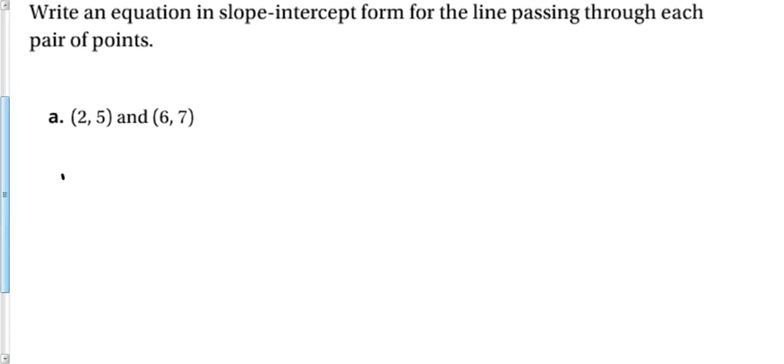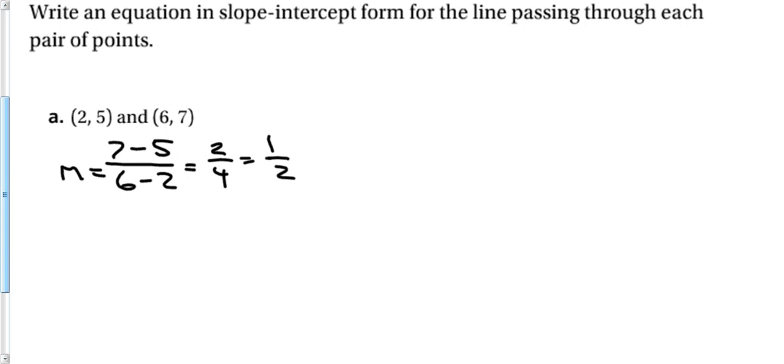Let's first find the slope. The slope is going to be equal to y2 minus y1 over x2 minus x1. So this is going to be 2 over 4, which is equal to 1/2. Okay? Now, I can take either point. I can take this point or this point and substitute for x and y. If I pick the first point, x is 2, y is 5. If I pick the second point, x is 6, y is 7. Let's use the first point right here.